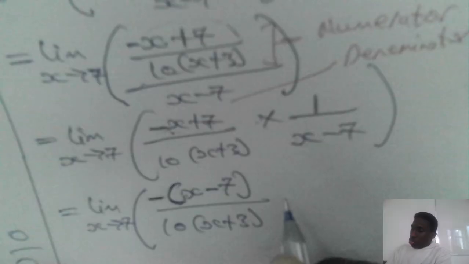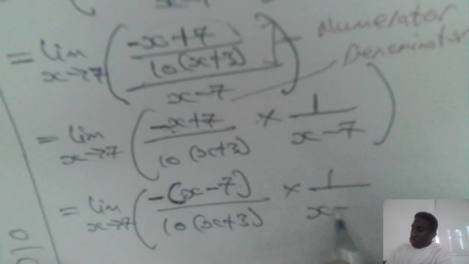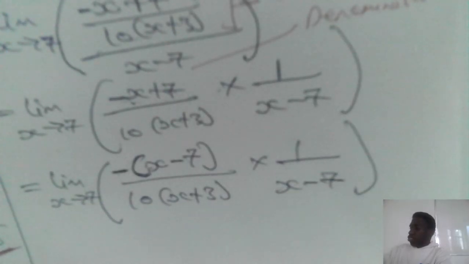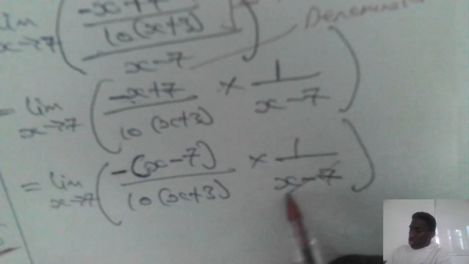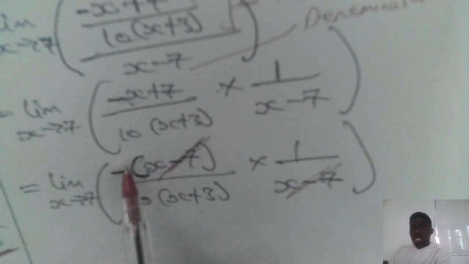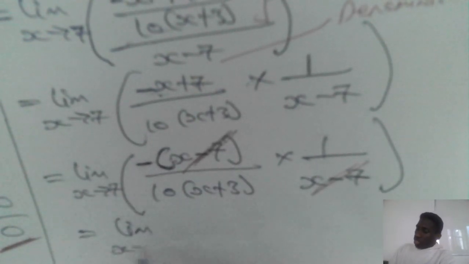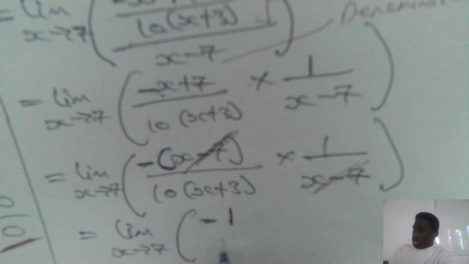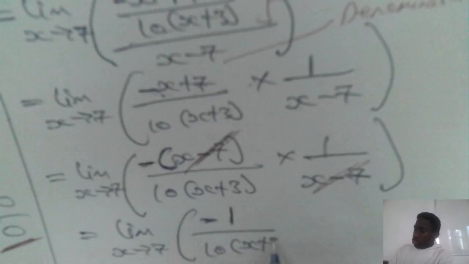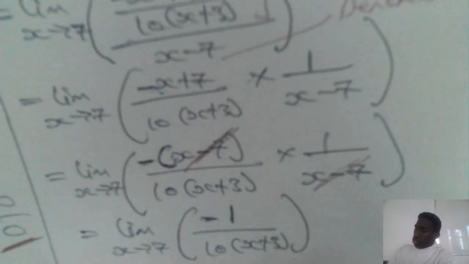You still have 10x plus 3 here, and then multiplied by 1 over x minus 7 over here. Now we see that these can actually cancel out. X minus 7 here can knock off x minus 7 here, so they have cancelled, but we'll have the minus 1 at the numerator. There's a minus sign here, so minus times 1 now is minus 1. So we can move further, and we have limit as x approaches 7 of minus 1 divided by 10 into x plus 3.